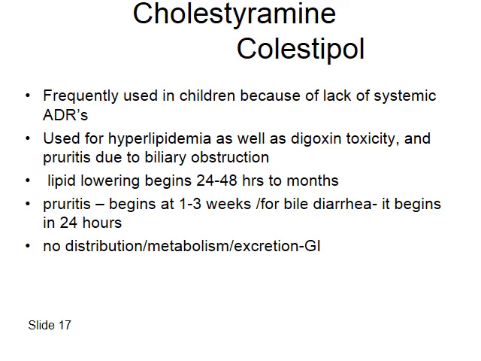Note that there's no distribution, metabolism, or excretion. This is all GI mediated. Okay, this is not having a systemic effect. Again, some slight elevation in triglycerides has been observed, but effects on LDL lowering are very encouraging.